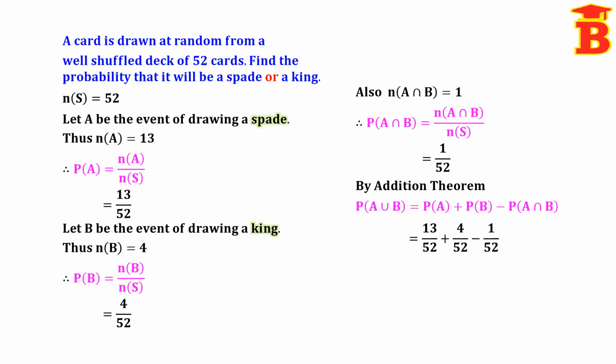And here note that same denominator, so we can simplify very easily. Just add the numerator. 13 plus 4, 17 minus 1, that is 16 divided by 52. Cancel by 4. We get the final answer 4 by 13.